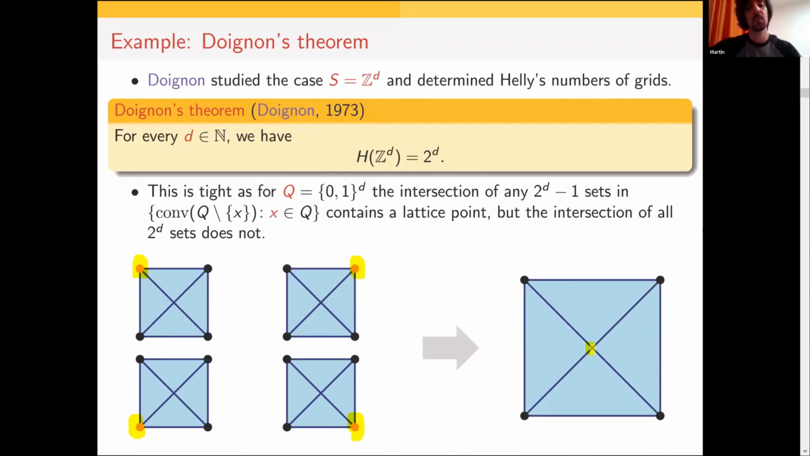And this example shows that the Helly number of this d-dimensional lattice is at least 2 to the d. And it can be shown that this is also at most 2 to the d. So those are Helly numbers of some particular sets, the lattices.